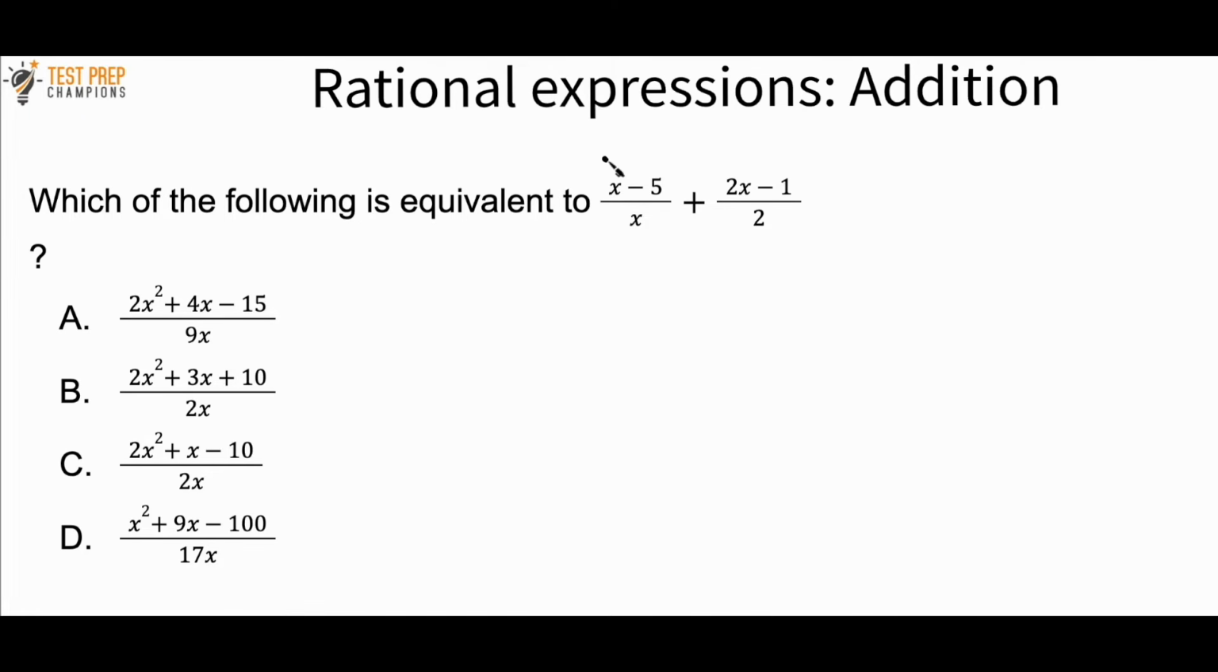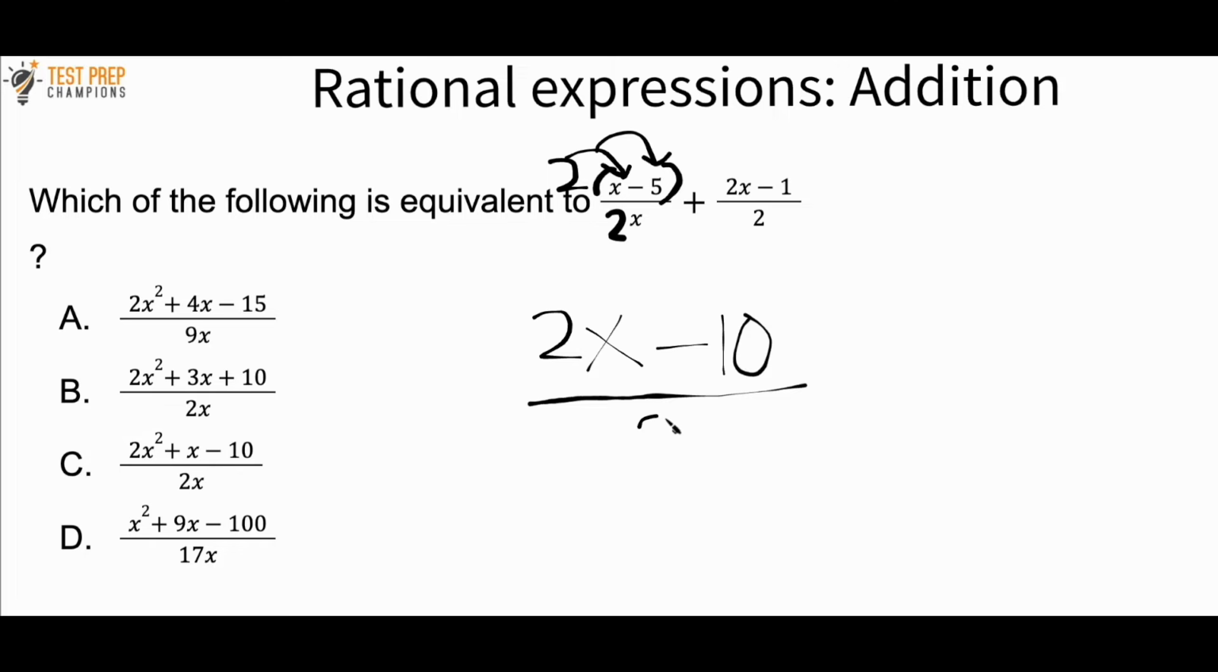So I come back to my first fraction, and I'm going to multiply both the top and the bottom of the fraction by 2. Let me distribute the 2 here. I'm going to do 2 times x and then 2 times negative 5. So that'll become 2x minus 10. It's important to remember to take this minus into consideration here. So I'll have 2x minus 10 over 2x.